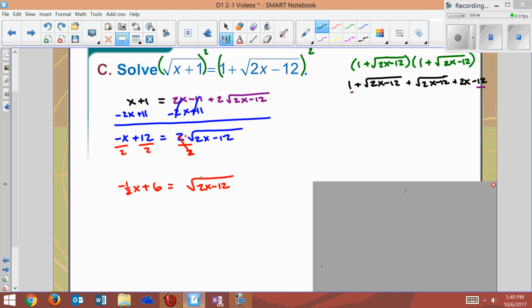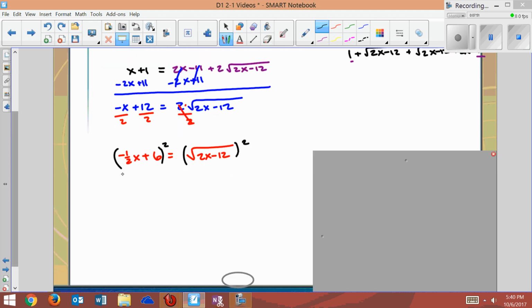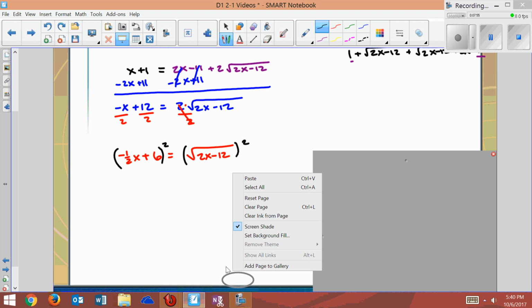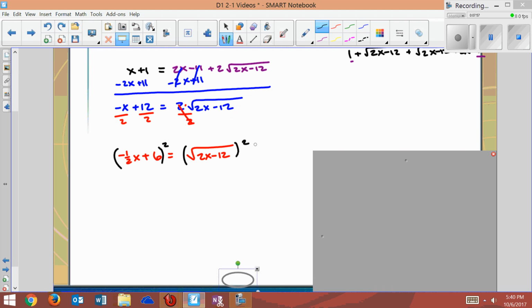Let's square. So I square this, and now I square this, and oh, look at this, how fantastic. We get to, again, do a FOIL. So let's do a FOIL one more time here. And so I would have negative 1/2 x plus 6 times negative 1/2 x plus 6.